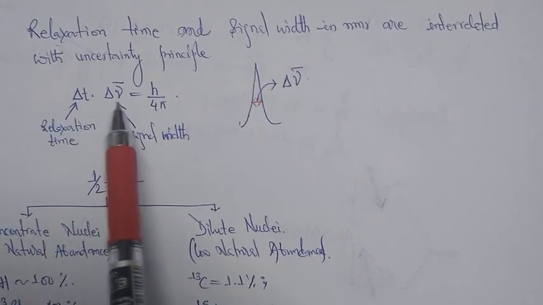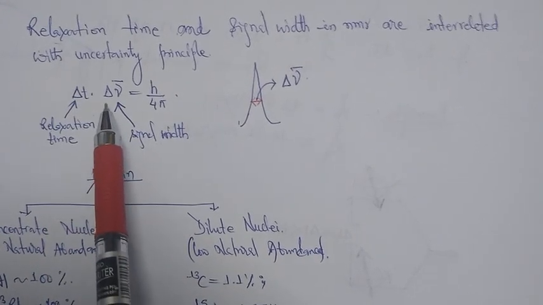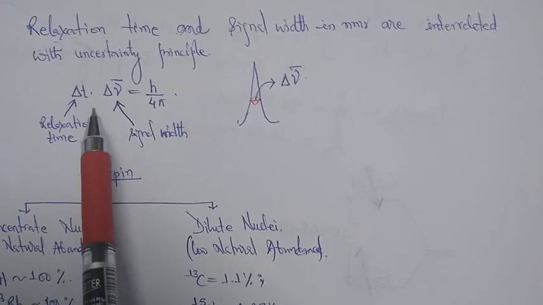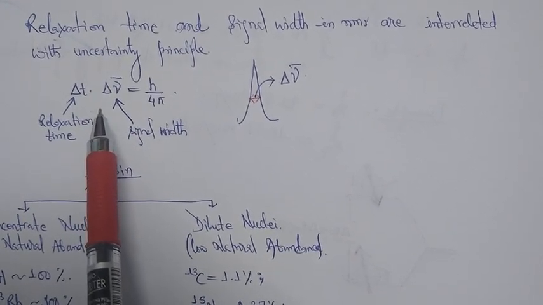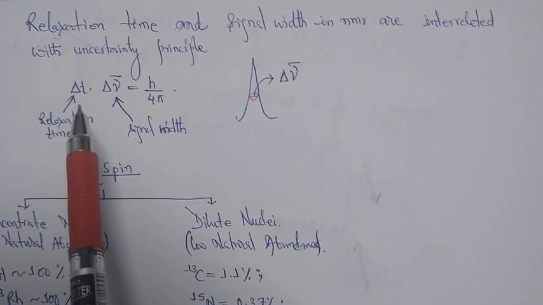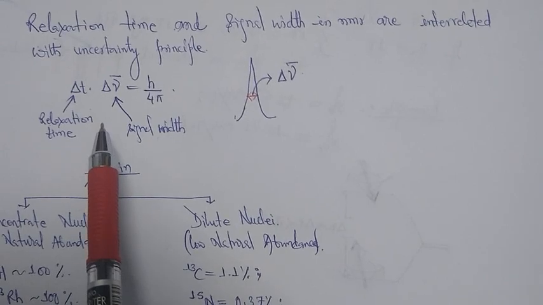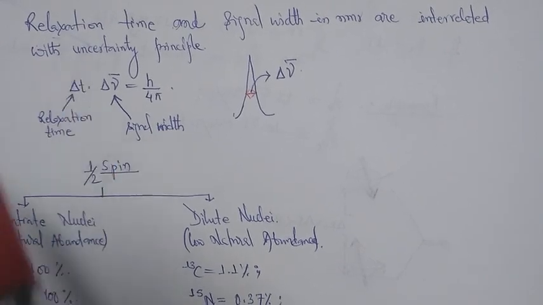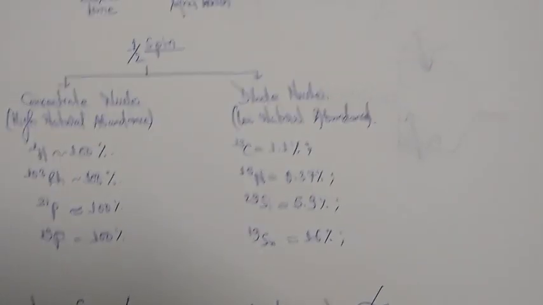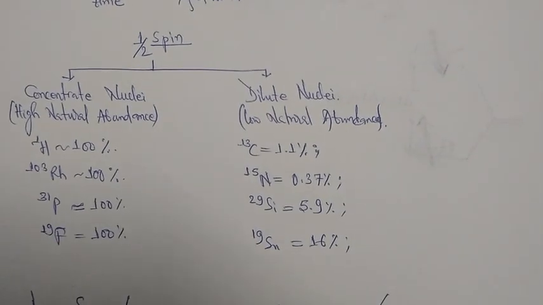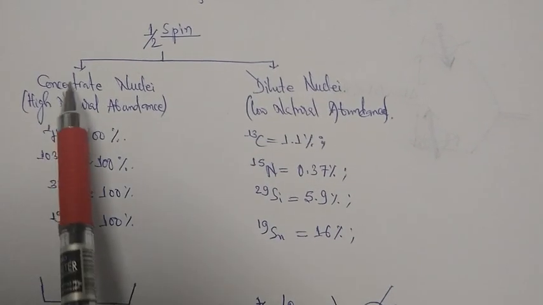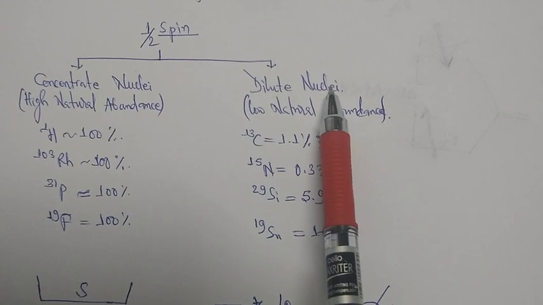So in the case of half spin nuclei, due to the sharp signal and being easy to record in an NMR spectrum, half spin nuclei are more popular than those with more than half spin. So the half spin nuclei, we can see I have tabulated here. The half spin nuclei are of two types, that is concentrated nuclei and dilute nuclei.